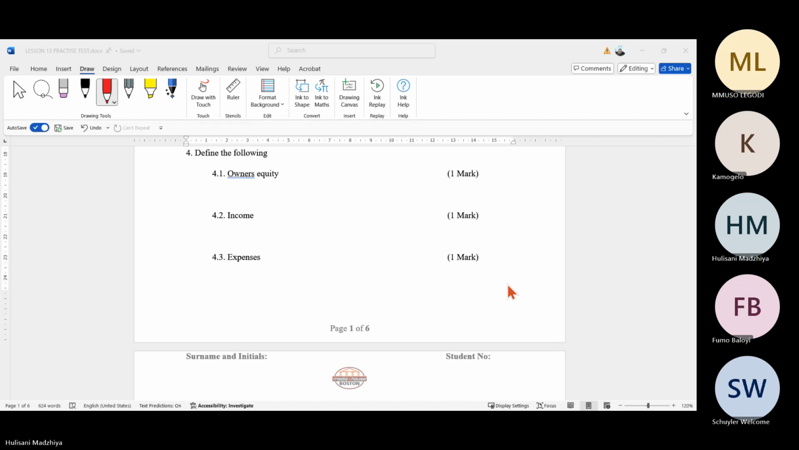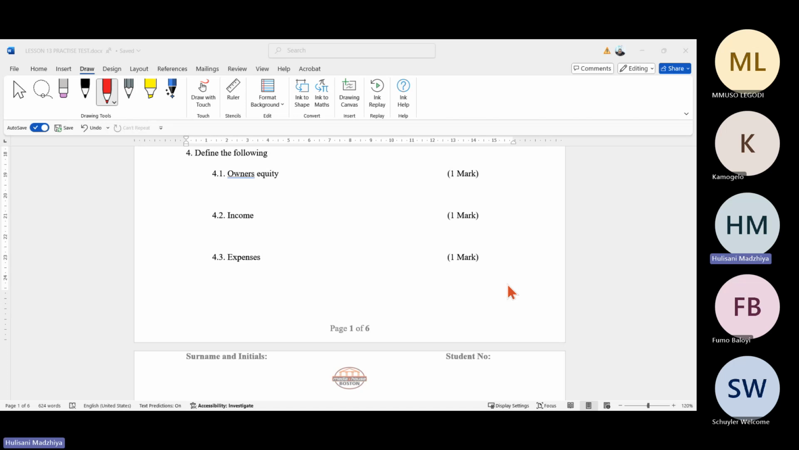Yes, Likhodi? I'd say the revenue of the business, the money generated from sales or products or services. 100%. So let's hear what Khamukelo says in the comment. Income is the money or other form of compensation that an individual or business receives in exchange for providing goods and services or labor. So both Likodi and Khamukelo are correct.